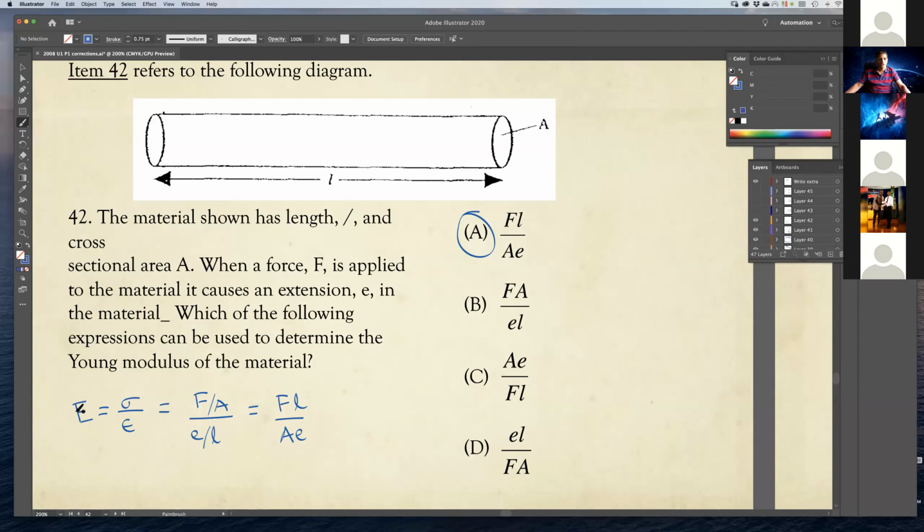All right. Young's modulus is defined to be tensile stress over tensile strain. We know tensile stress is force per unit cross-sectional area, and strain is extension over original length. And when you juggle things around, you end up with this, which is E. Straightforward, from the definition of Young's modulus and what stress and strain is.